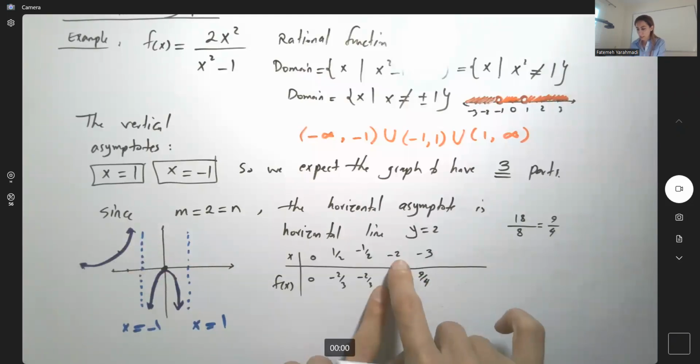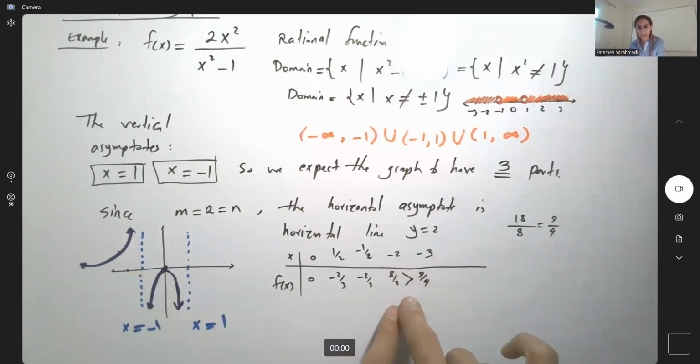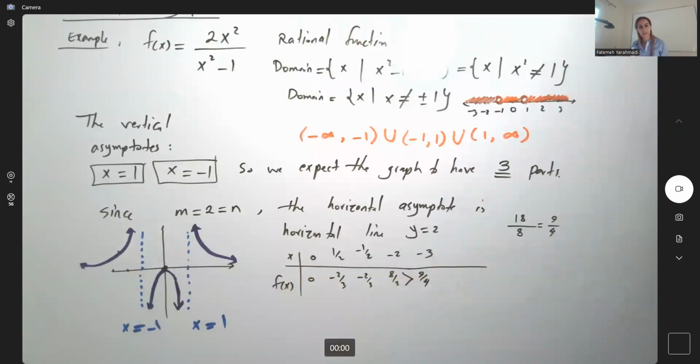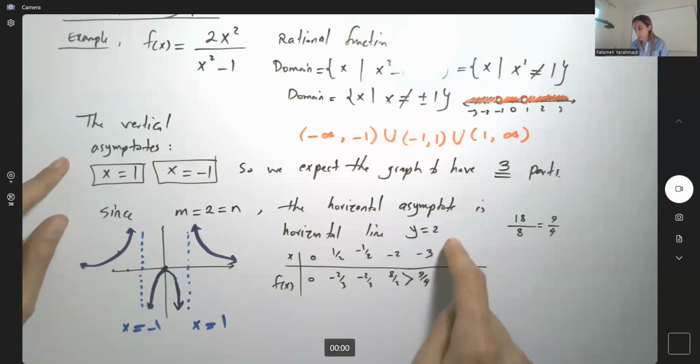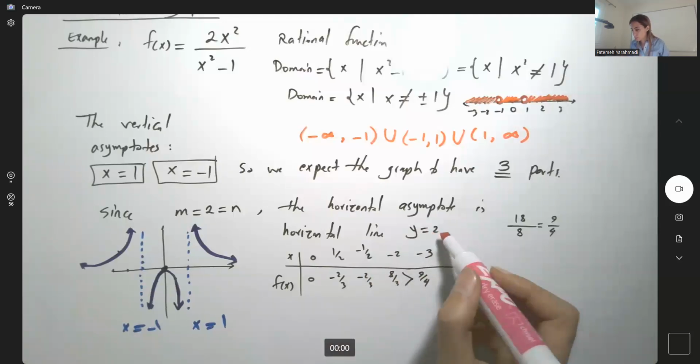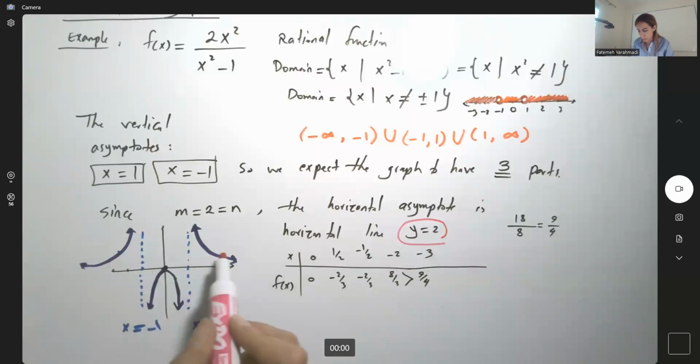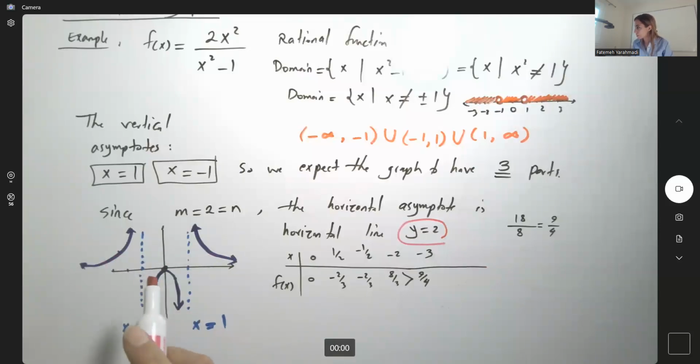If I plug in +2 and +3, I get the exact same result. So what's the meaning of that? It means that the graph behaves like this as well. So far we found the vertical asymptotes. We know the horizontal asymptote is y equals 2. So y equals 2 is your horizontal asymptote. I just need to move this a little bit up over there. And then you have 2 vertical asymptotes. And that is it.